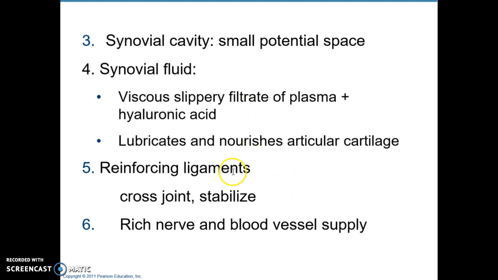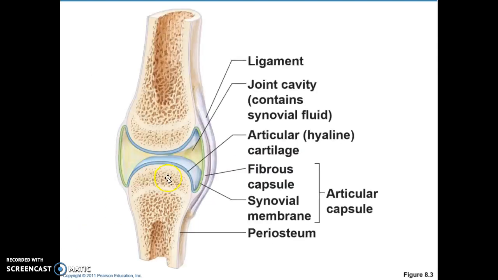All of your synovial joints also have reinforcing ligaments and a rich nerve and blood supply. So it's going to be articular cartilage with an articular capsule that defines a synovial cavity that's filled with synovial fluid and held together with reinforcing ligaments, which is this thing right here.